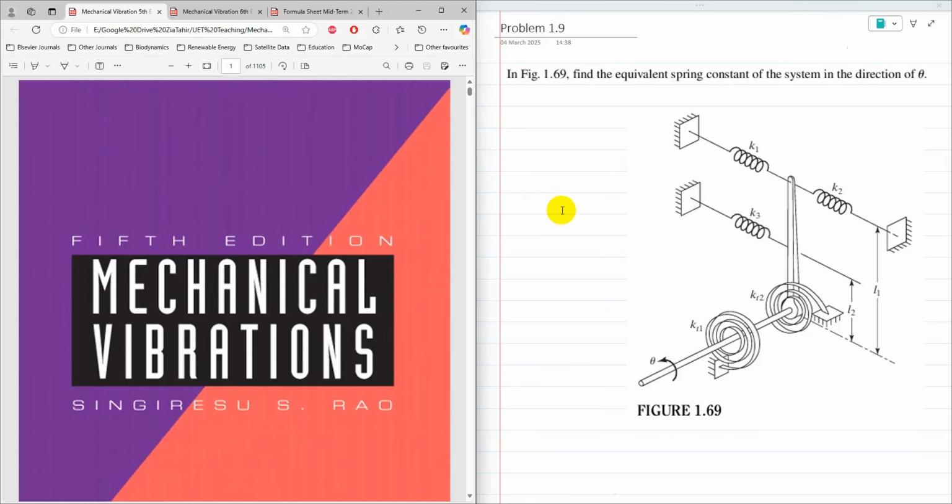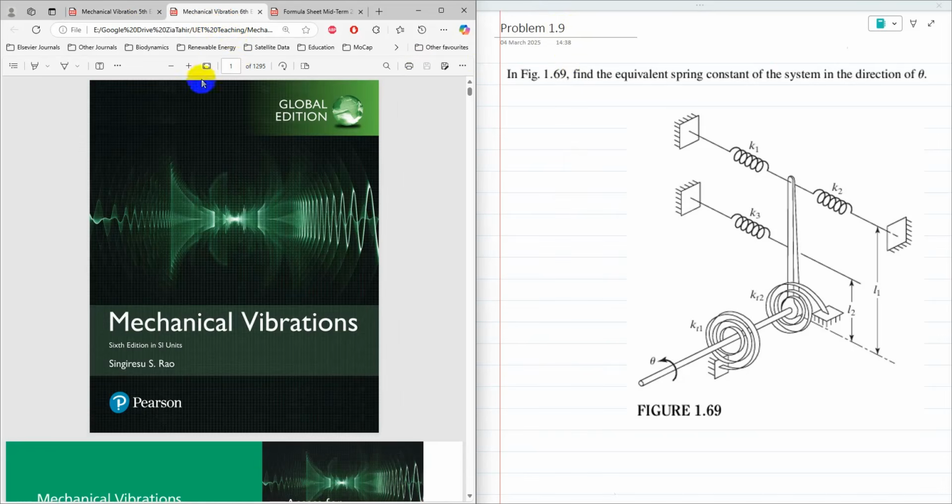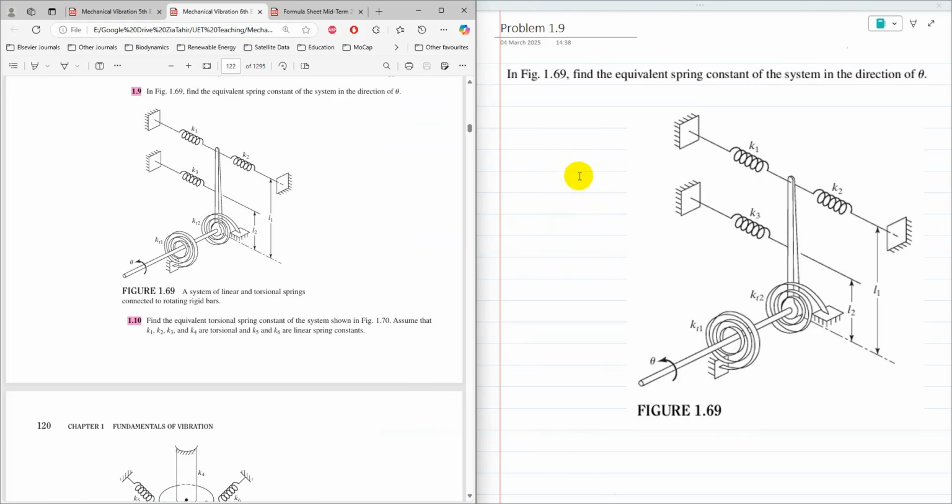This video tutorial is the solution to problem 1.9 from Mechanical Vibrations by S.S. Rao, 5th edition. This problem is also problem 1.9 in Mechanical Vibrations by S.S. Rao in the 6th edition. This problem is about finding the equivalent spring constant, or spring stiffness, of the system.